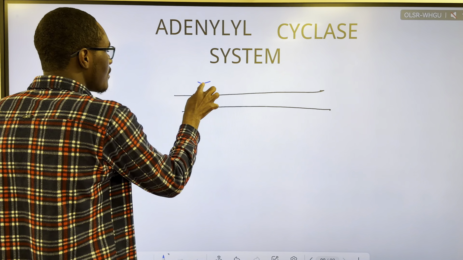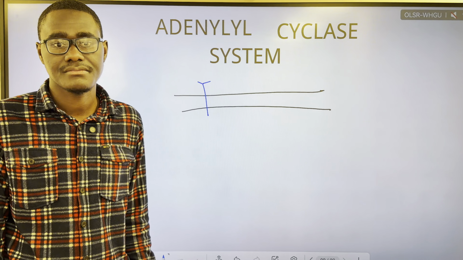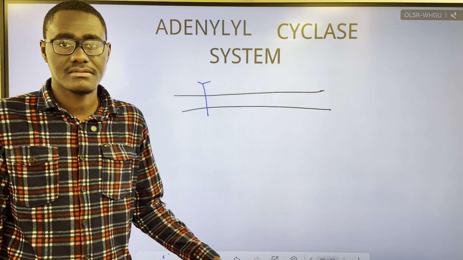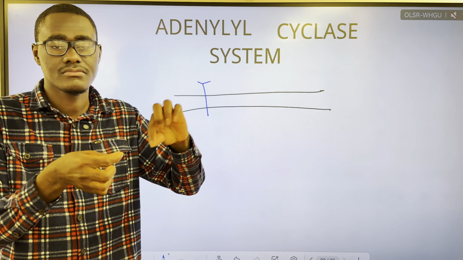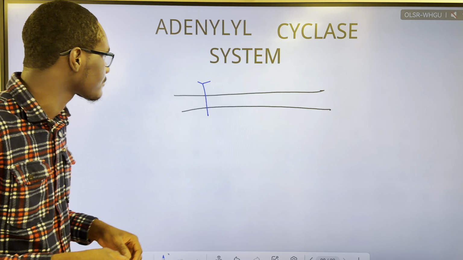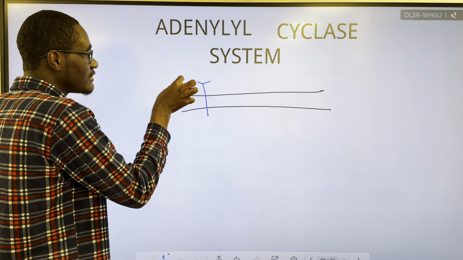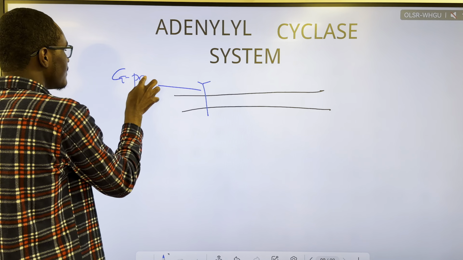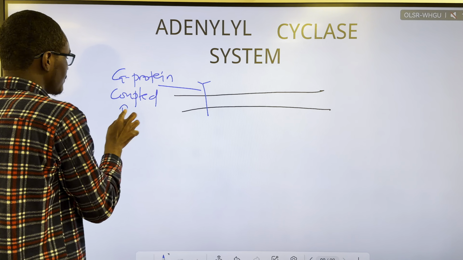Now, one of the most important components of the adenylyl cyclase system is the membrane receptor. Every system which you already know, hormones or neurotransmitters, requires receptors to bind so that they can effect cellular response in a series of steps. So we have the membrane receptor. That means the receptor is on the cell membrane. And this receptor is called G-protein coupled receptor.